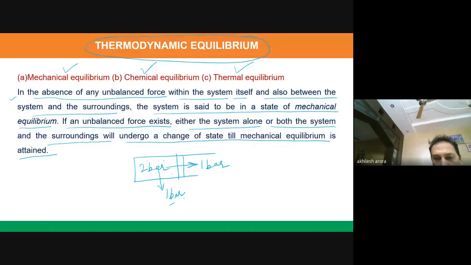And at this particular moment, when the pressure becomes equal between the system and the surroundings, we will say that the system has come to mechanical equilibrium, because there is no variation in pressure within the system and the surroundings. The surroundings have the same pressure and the system has the same pressure. At this moment the system is said to be in mechanical equilibrium.